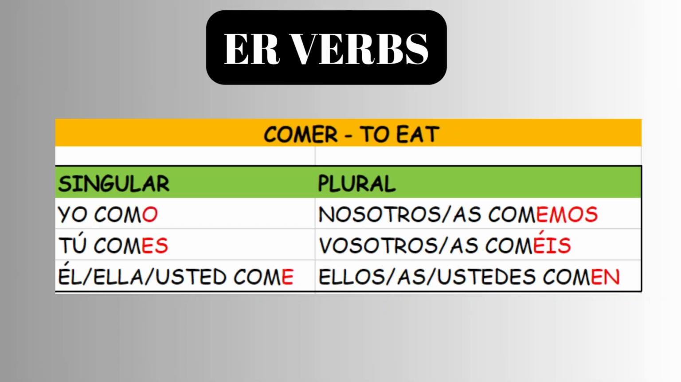Yo como, tú comes, él, ella, usted come, nosotros, nosotras comemos, vosotros, vosotras coméis, ellos, ellas, ustedes comen. In a similar way, we can conjugate other regular ER ending verbs. Let's look at the list.